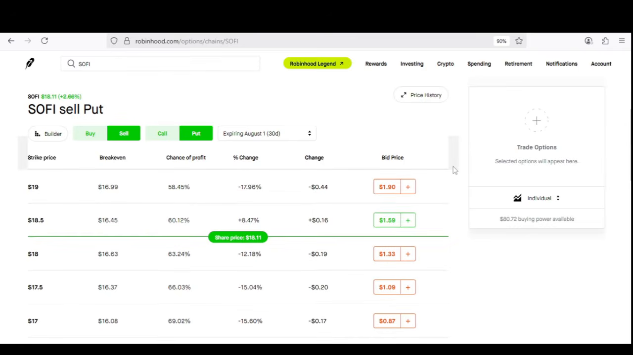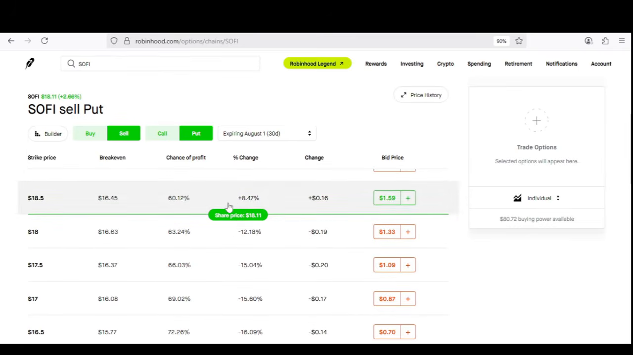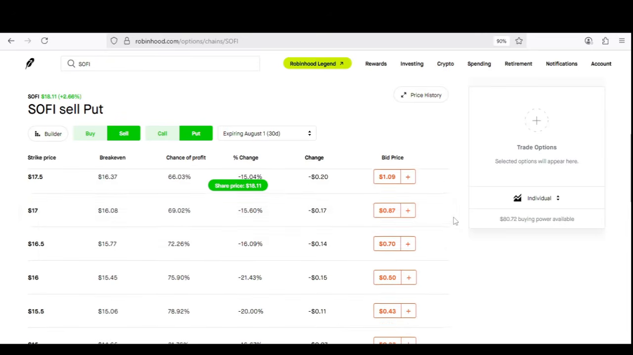Now, the current share price of SoFi is $18.11. The share price might be fluctuating just a tad because the stock market is still open. Now we're going to go ahead and choose our strike price. The strike price I will be going with is going to be the $16 strike price.